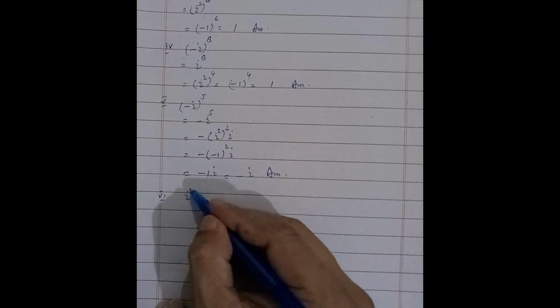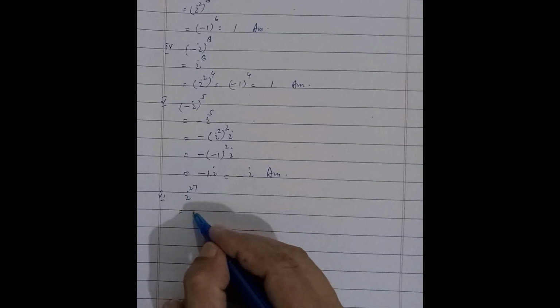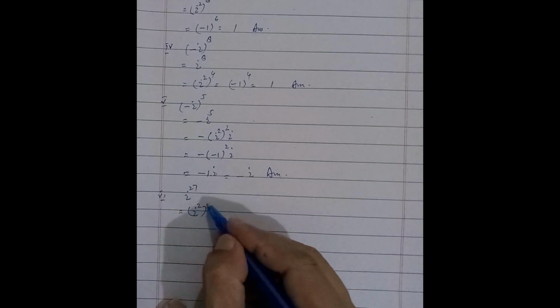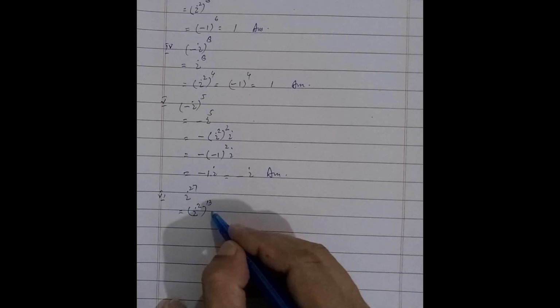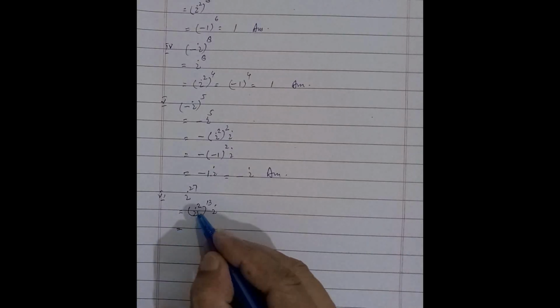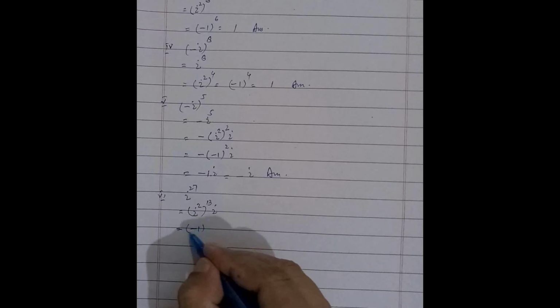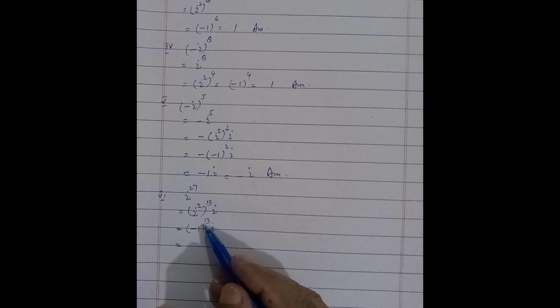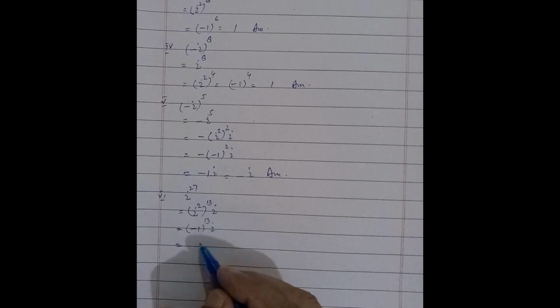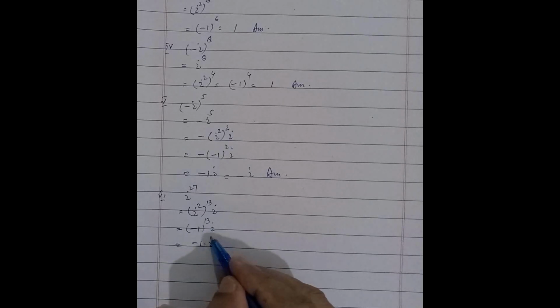And the next is the sixth part, iota 27. Iota 27. We take iota square whose power is 13. 13 twos are 26, and we want one more iota to complete iota's power 27. Now we simplify it. Iota square is equal to minus 1 whose power is 13, into iota. Minus 1's power 13. 13 is an odd number, so minus 1 is minus 1, into iota, which is minus iota.